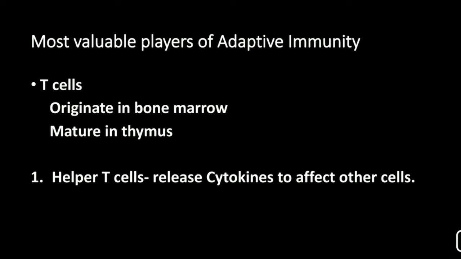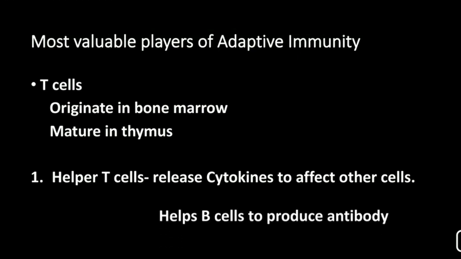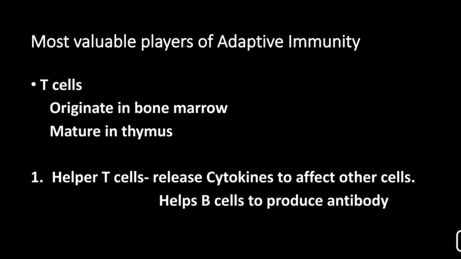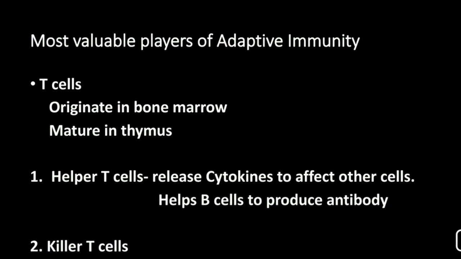intercellular mediators. They transfer information from one cell to another group of cells, right? So helper T cells release these chemical mediators or cytokines to affect other cells. For example, they activate macrophages to destroy the intracellular pathogens that might be present inside our body or inside the cell. Also, helper T cells help the B cells to produce antibodies. And the second type of T cells that we have are killer T cells. They directly take part in the battle against foreign invaders and help to kill.